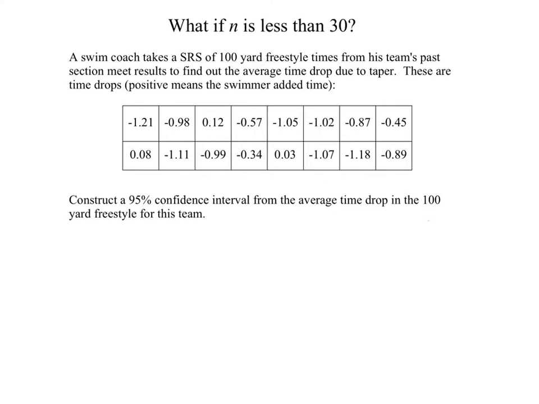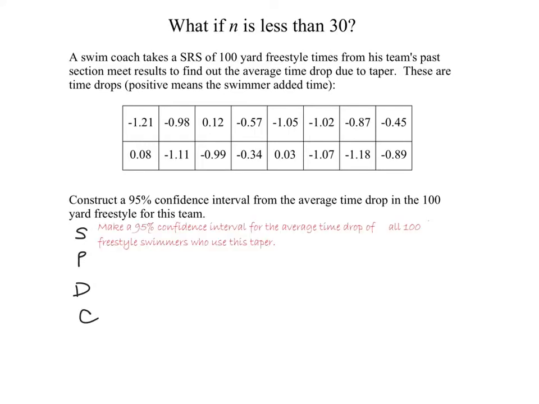So of course we have our state, our plan, our do, and our conclude. All right, our state. Make a 95% confidence interval for the average time drop of all 100 freestyle swimmers who use this taper. Okay, our plan.